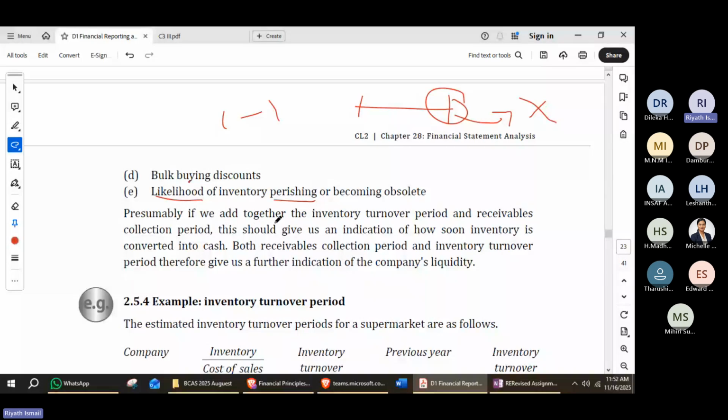If we add together the inventory turnover period and the receivable collection period, this should give us an indication of how soon inventory is converted into cash. Both the receivable collection period and the inventory turnover period, therefore, give us a further indication of the company's liquidity. You see here.